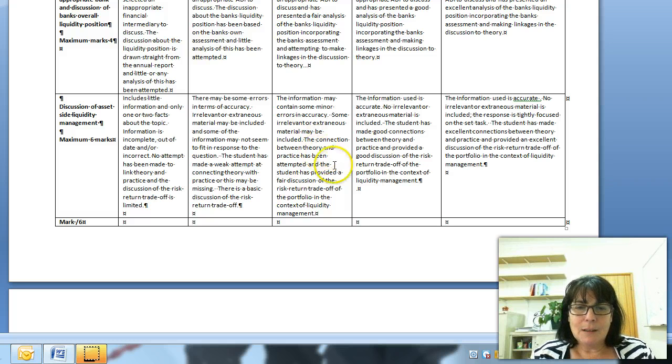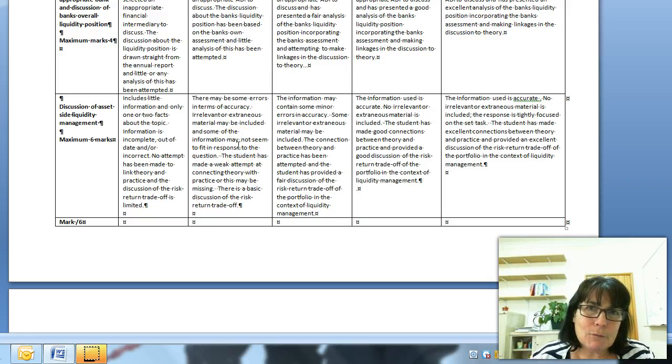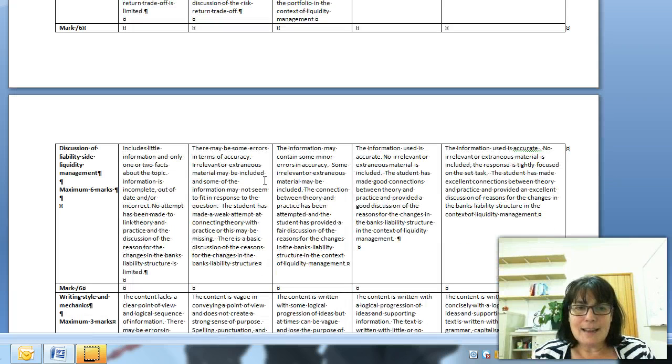A pass in that criteria is, it may not be entirely accurate, may not seem to fit in response to the question. You might have put something wacky in there. And the real killer here is going to be the weak connection between the theory, or you haven't drawn in enough theory to explain what they are doing. So that's the asset side.